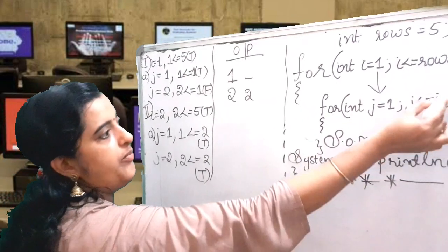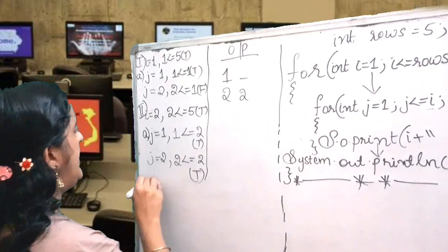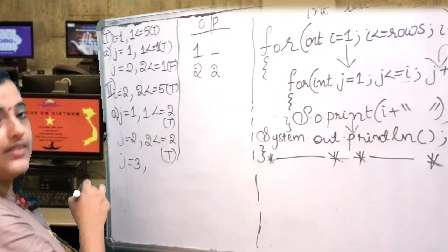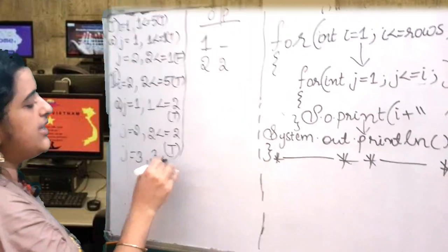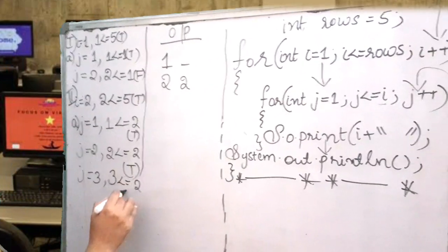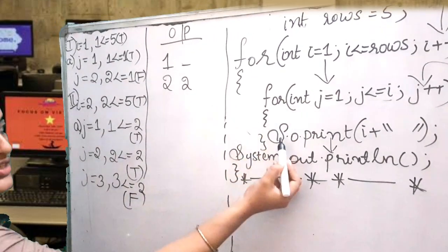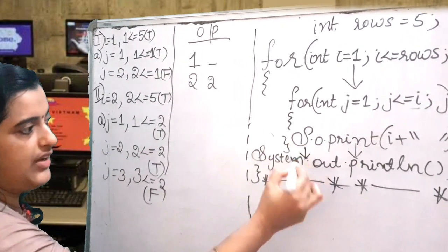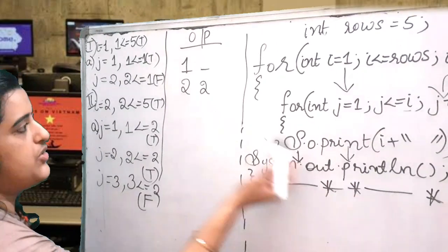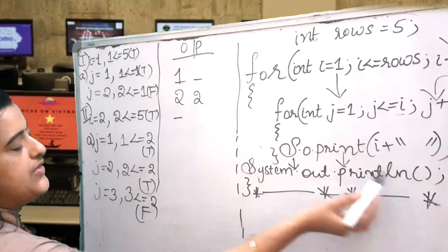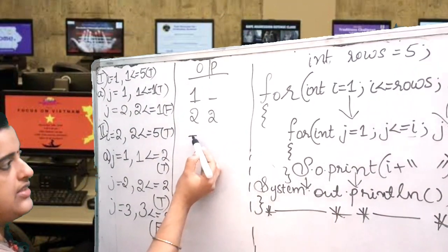Now our loop variable j will be updated as 3. So which is our next condition? 3 less than or equal to 2, which is false. When the inner loop condition terminates, what happens? It will move our cursor to the next line. So due to this println statement, the cursor is now set here.